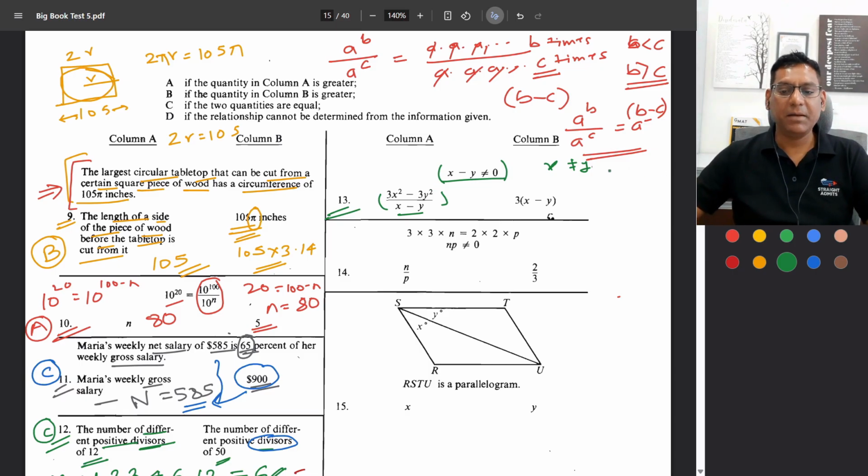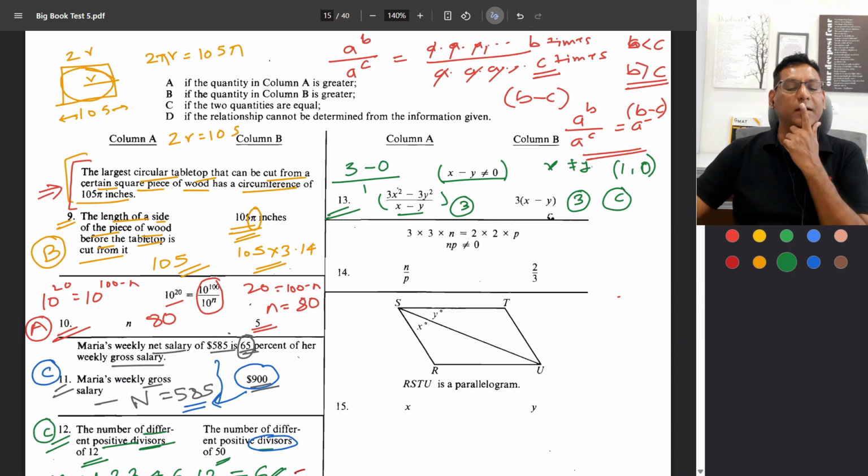Okay, I can take some numbers, right? Always think about taking numbers. Let's say I take 1 and 1. Actually, I can't take 1 and 1, because otherwise x minus y would be 0. Let's say I take 1 comma 0. Let's make it even easier. So 3x squared is going to be 3, minus 3y squared is going to be 0. x minus y is going to be 1. So I get 3 here. 3 times (x minus y) is 3. So I get answer as C.